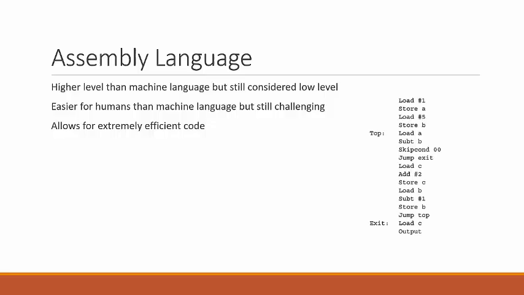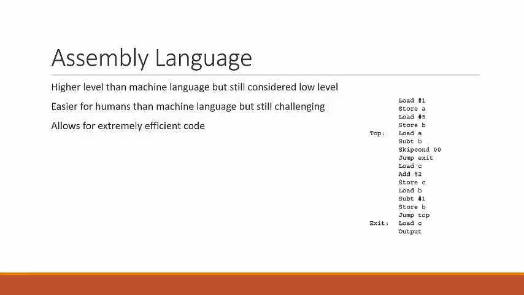Closer look at assembly language itself. Again, higher level than machine language. This is better than zeros and ones, but it is still considered very low level, because it is so processor specific. Again, easier for humans to understand. I mean, we can read it: load, store, subtract, jump, and so forth. But it is still challenging. It still requires a very intimate knowledge of the given processor.